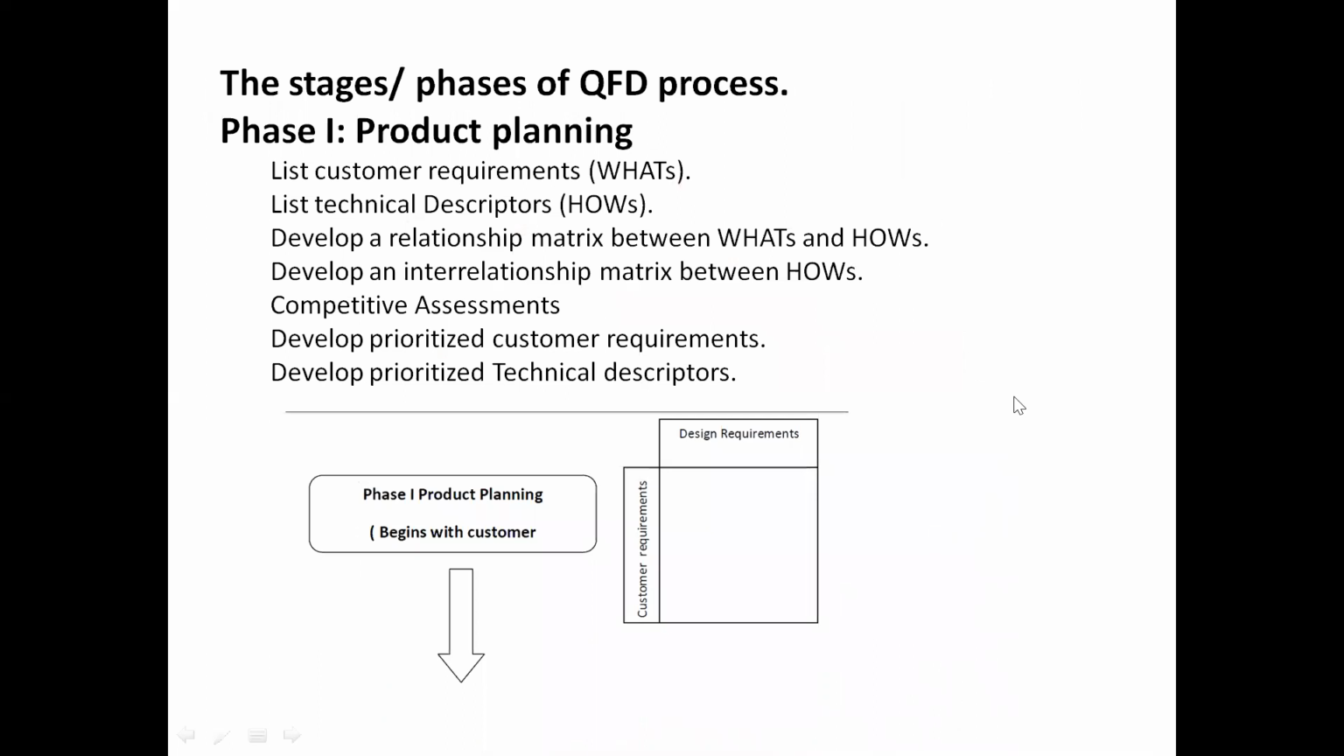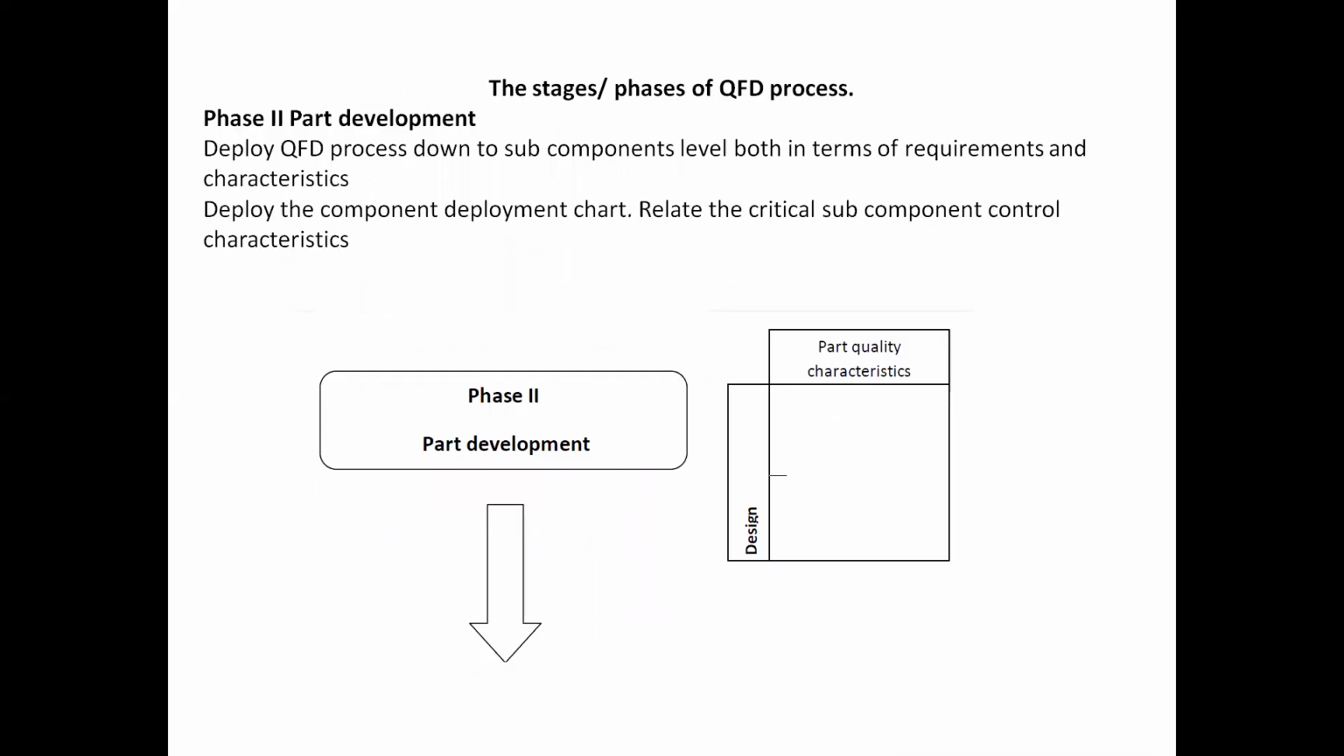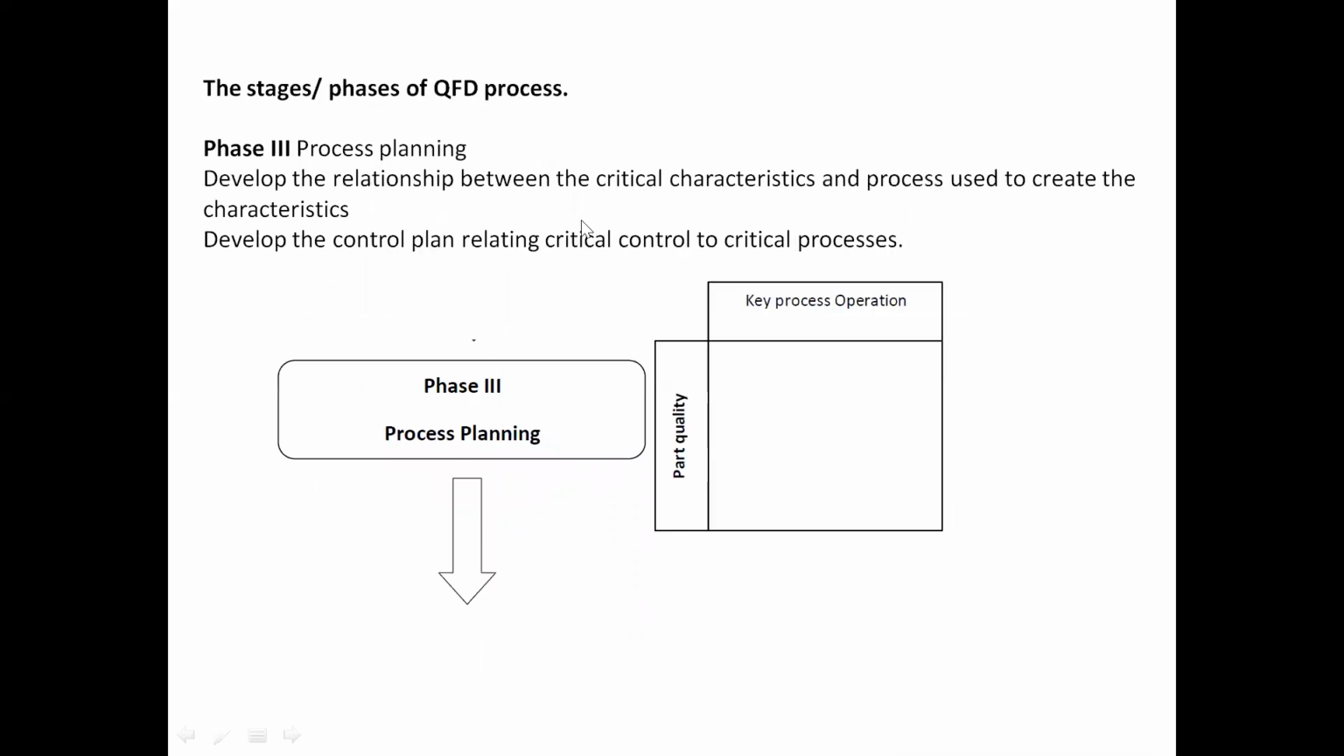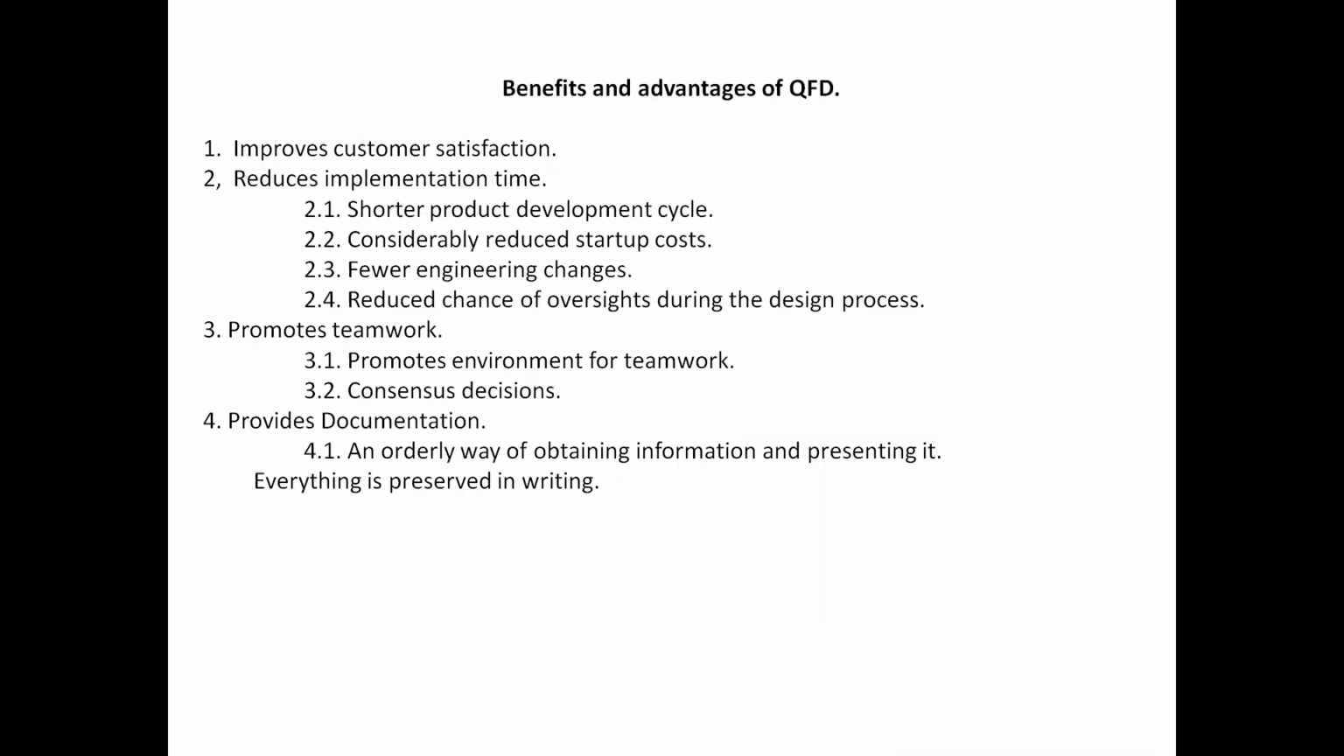This is one question. Another question is the QFD process. You should not confuse the two questions. House of quality is not the QFD process; house of quality is one of the steps. So the process of QFD: the first phase is product planning, the second phase is product development, part development, the third stage is process planning, and the fourth stage is production planning.